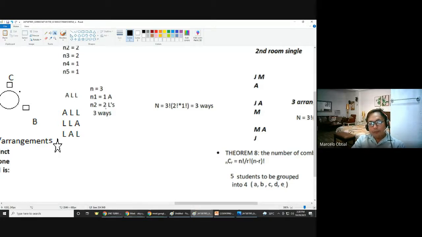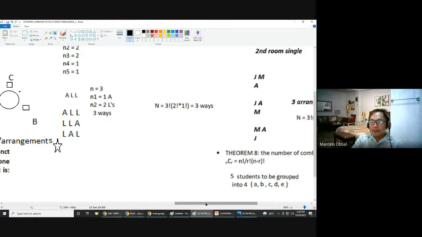Okay? Using the formula, ilan ba yung ating letters? 3, no? N is equal to 3. And n sub 1, may isang type yung A, 1 A. And n sub 2, dalawa yung L. Okay? So, using the formula, 3 factorial divided by 2 factorial. Kung ganun lang yung ating solution, that is acceptable kasi nga 1 factorial is always equal to 1. If you gusto magtagal, ilagay nyo yung 1 factorial. But the answer is still the same, 3 ways or arrangements.